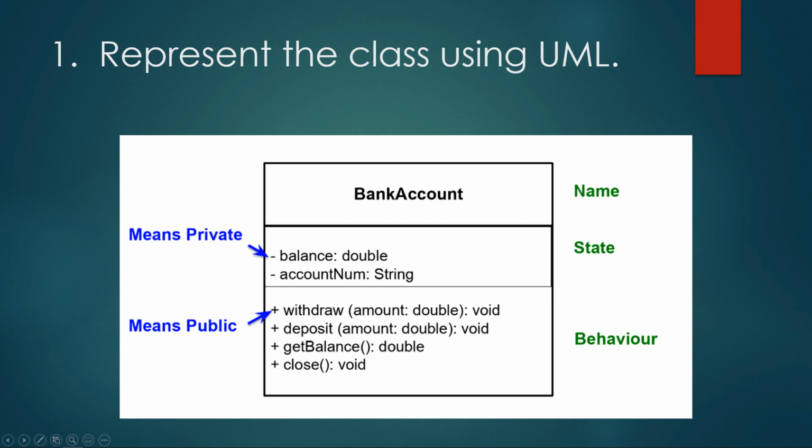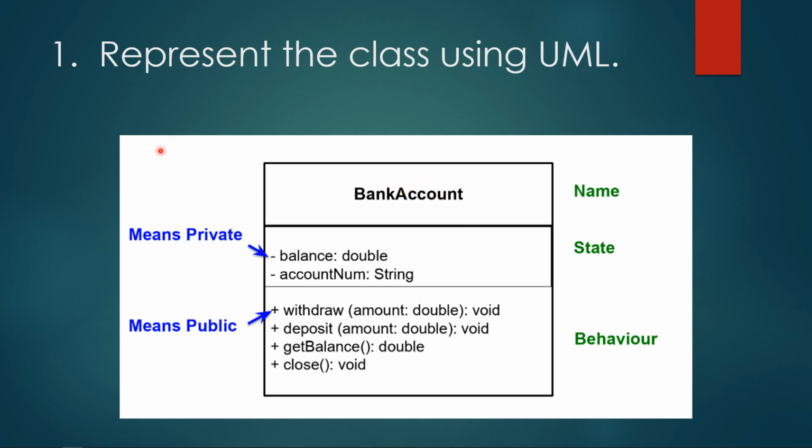As you can see here, this is the name of the class, this is the state, and this is the behavior. Let me use a laser pointer. So here, this is the name, this is the state, and this is the behavior, right here. Behavior is what the class can do: withdraw, deposit, get balance, and so on. On this side we get minuses and pluses. Minus means that it's defined as private, and plus means that it's defined as public. So this is the bank account class.